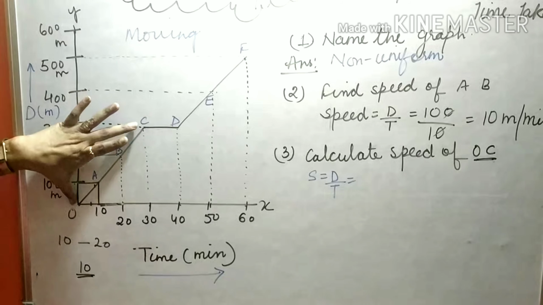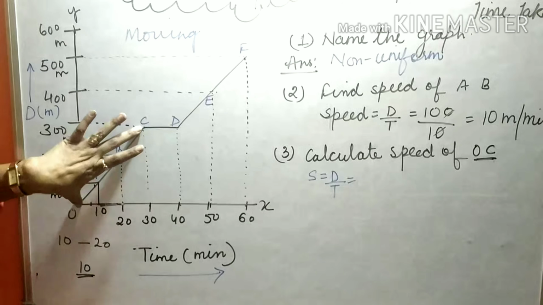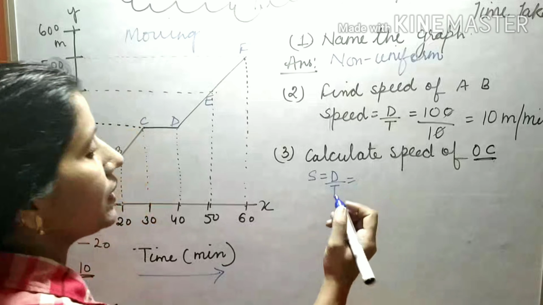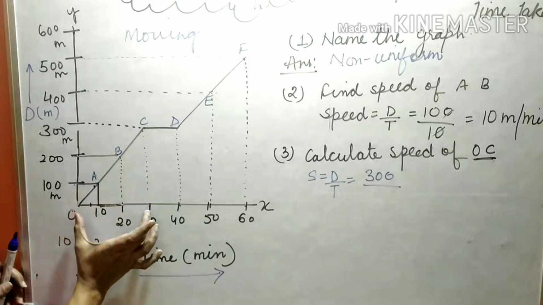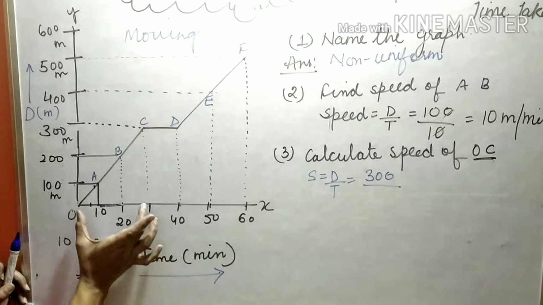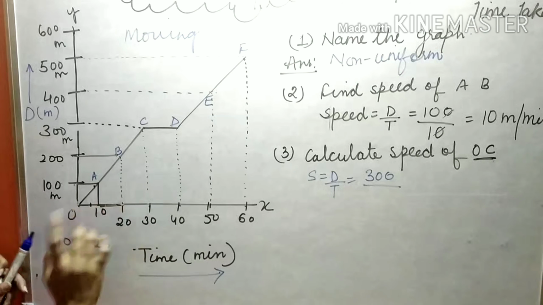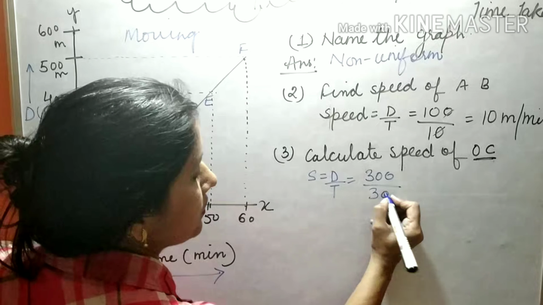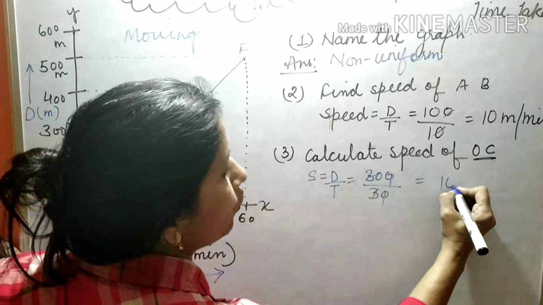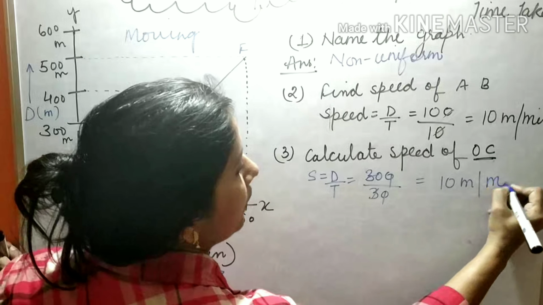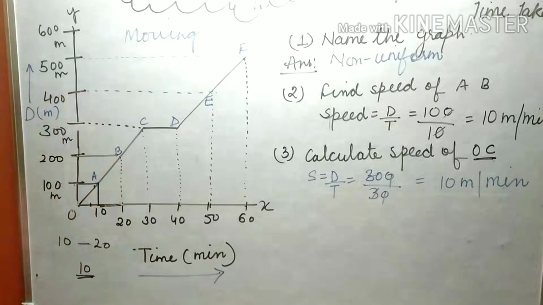So what is the total distance covered between O and C? That is how much? It is 300. And what is the total time taken? So it is 10, 20 and 30 minutes. So it is again 30 minutes. If you cancel, the answer again comes to 10 meter per minute. Did you get my point?